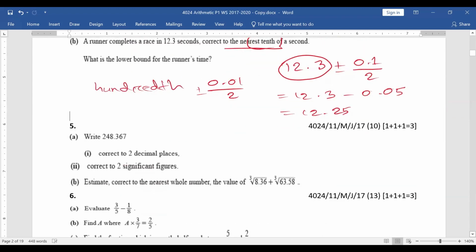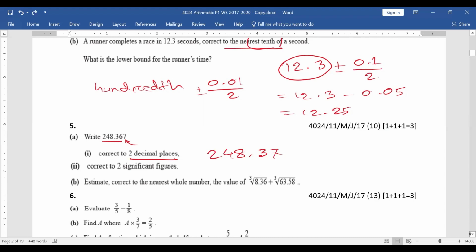Okay, next question. Write 248.367 correct to two decimal places. For two decimal places, we have to consider the third decimal place, which is 7. That means we have to add 1 to the second decimal place. That means it will be 248.37. Why 37? Again, look, we have to take two decimal places, so we consider the third decimal place, which is 7. As it is 5 or more, we add 1 to the previous digit, so that is 248.37.